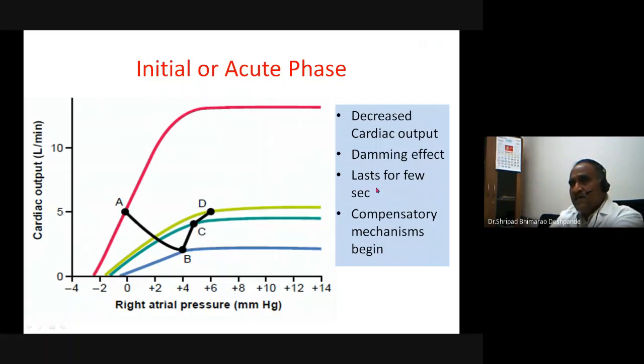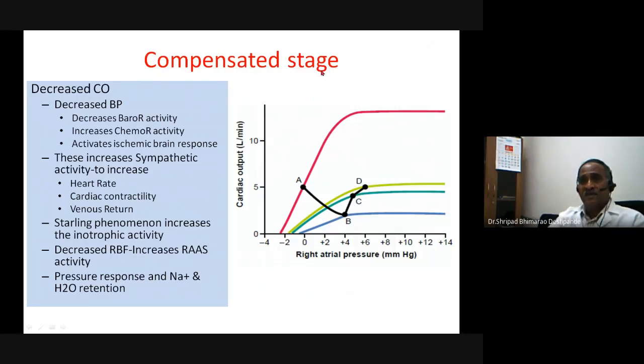Then after some 30 seconds or 40 seconds, the compensatory mechanisms begin to operate. So now this is a compensated stage.